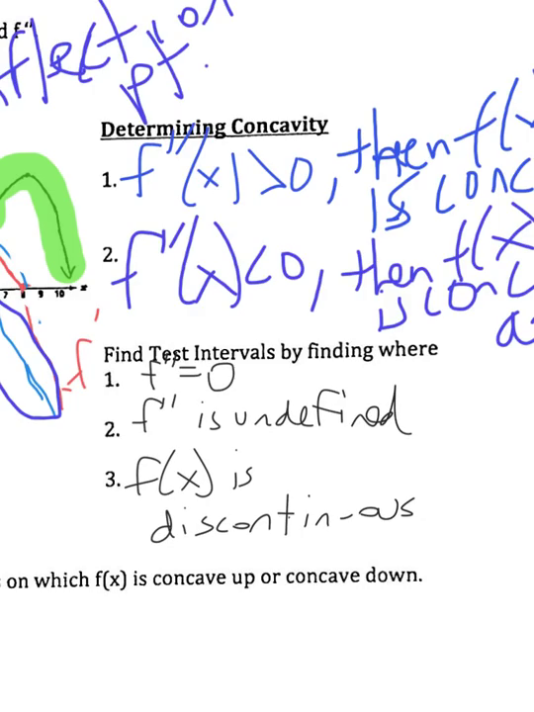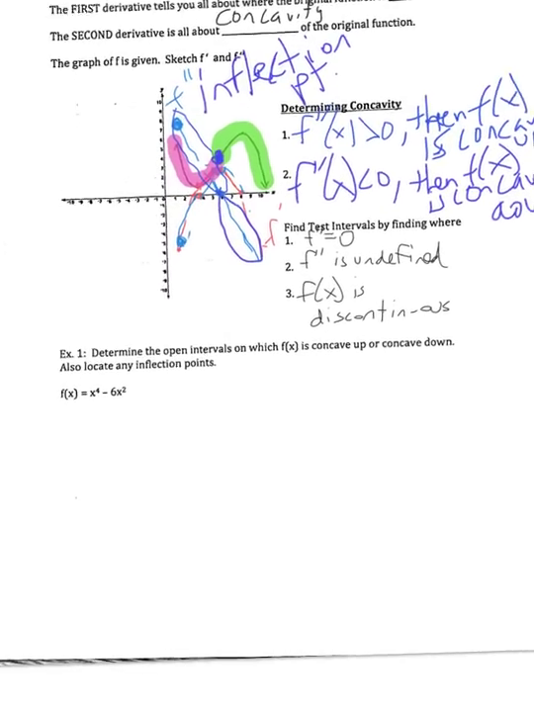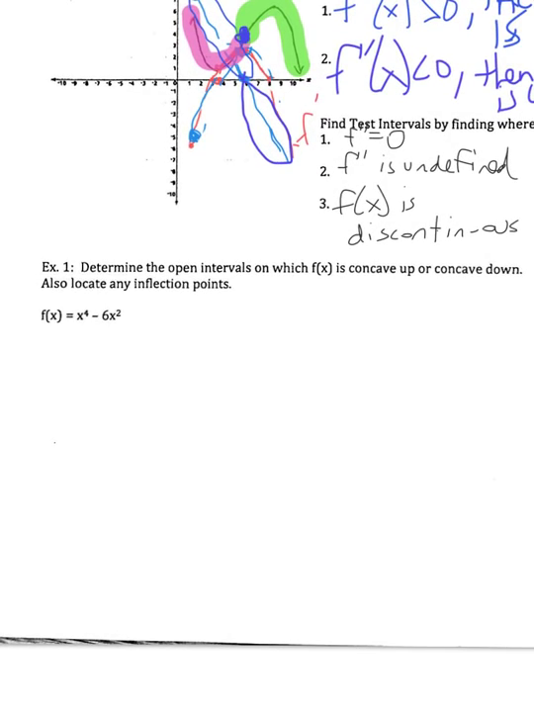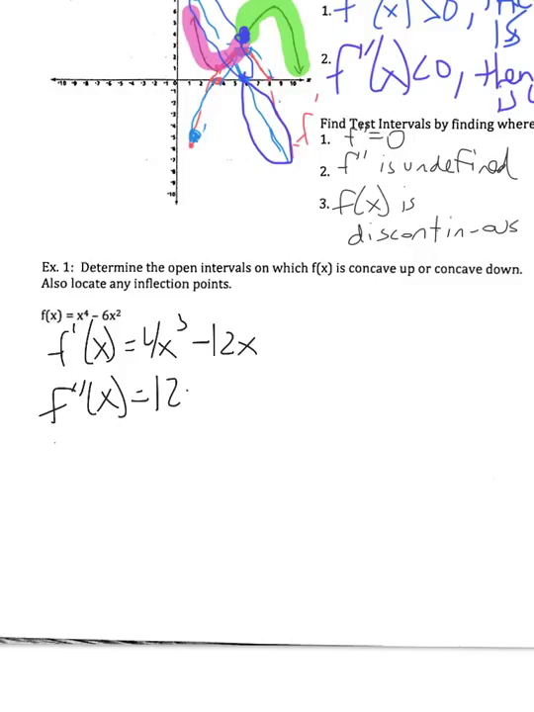All right? So, let's go to first example. It says, determine the open intervals on which f of x is concave up or concave down. Also locate any inflection points. Okay. So what we need to do is find f double prime. So first find f prime. F prime is 4x cubed minus 12x. F double prime is 12x squared minus 12.